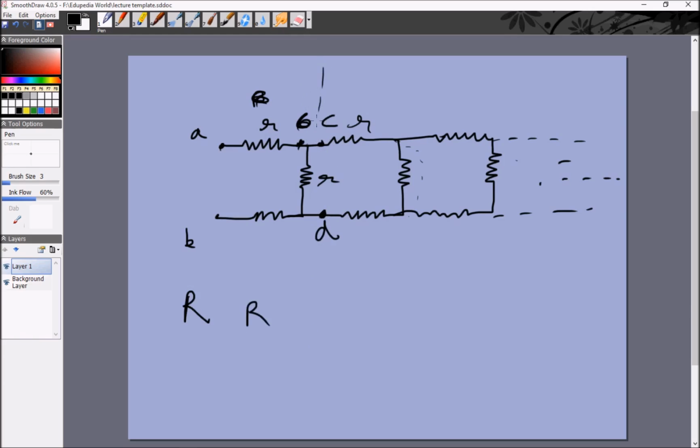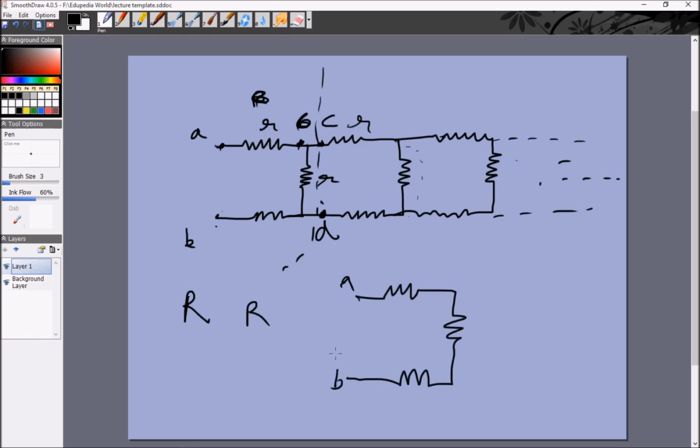Because if you remove this much, we've got basically the same unit as we had before, but one unit less, the same pattern, 1 unit less. So if it's an infinitely long series, then the equivalent resistance between these 2 points has to be the same as the equivalent resistance between these 2 points. So now we have a new problem, A and B.